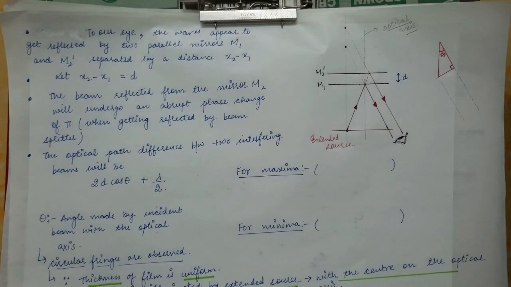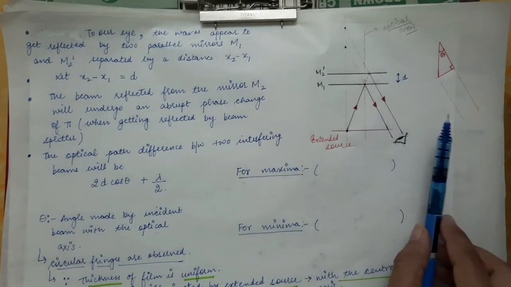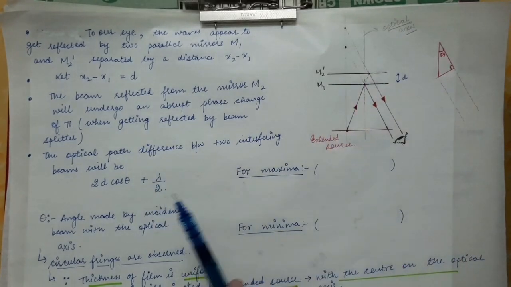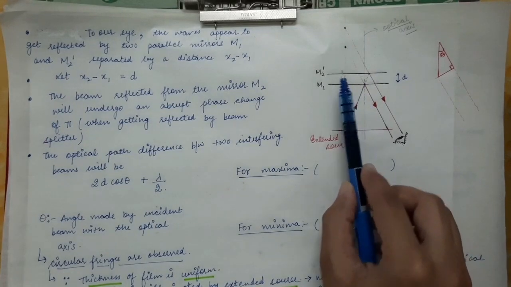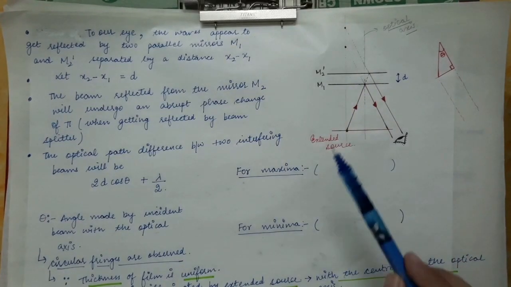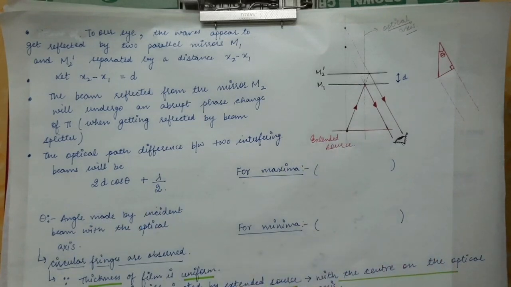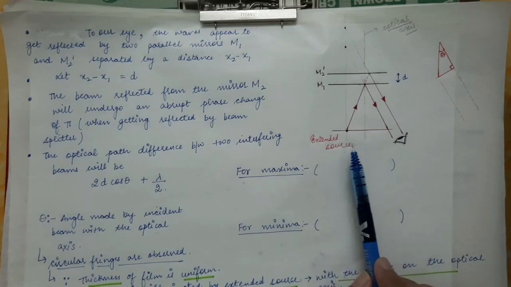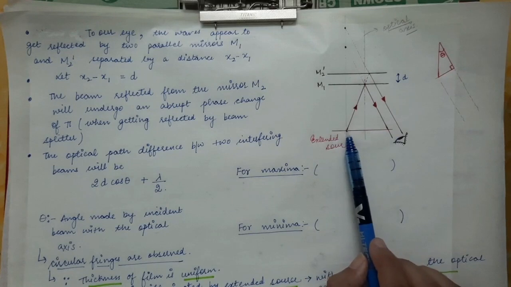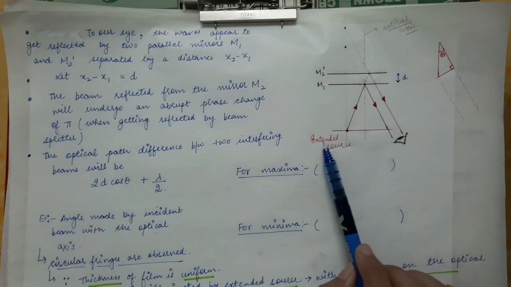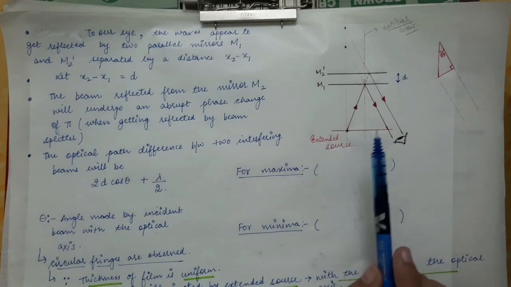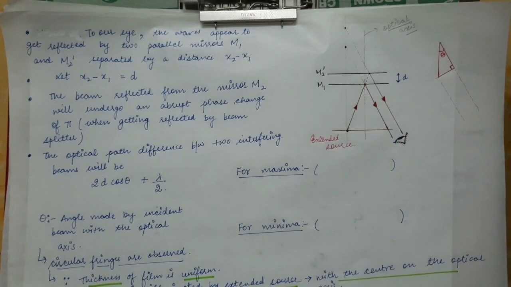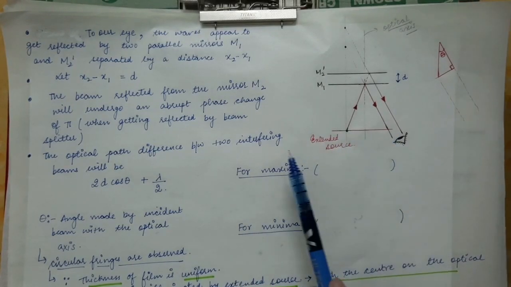So in this setup there is only one optical axis. Earlier we had two optical axes, but now we have not shown the mirror M2; we have just shown the image of mirror M2. So there is only one optical axis which is perpendicular to both M1 and M2 prime. Now, the light from the extended source. Since we are using an extended source, in case of thin film we always use an extended source. So let's say this is the extended source. There are so many points on this source. The extended source is made up of an infinite number of point sources, and I have considered only one point source from the whole extended source.